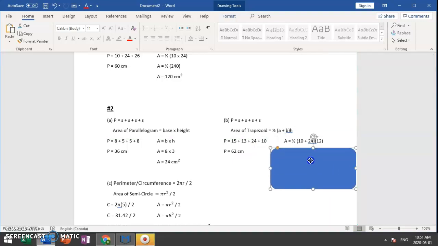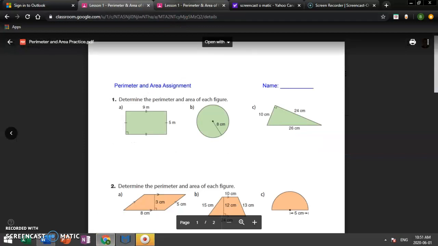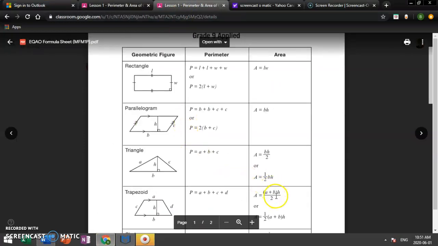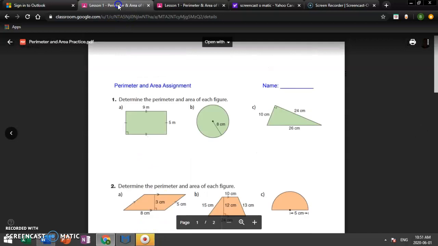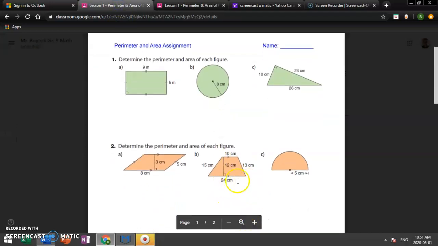The area is 1/2 (a plus b) times h. So kind of complicated, but just follow what's in the chart, right? Trapezoid, a plus b times h. So if you look at this, a is the top line, b is the bottom line, h is what goes up. So in our question, a is 10, b is 24, and h is 12.